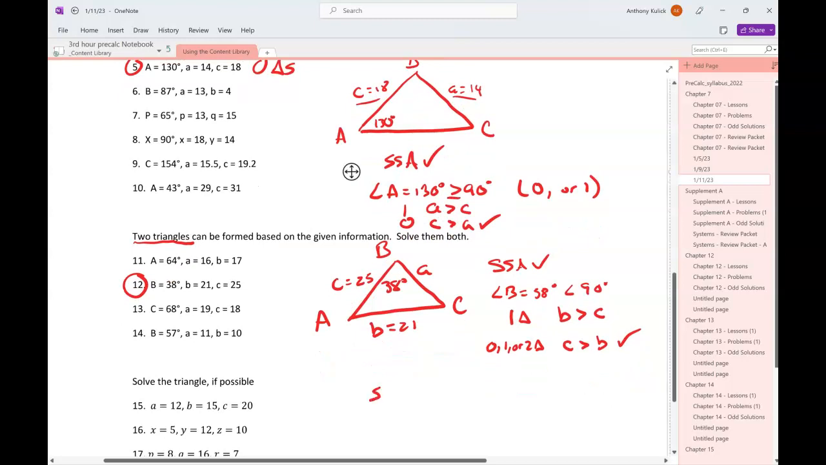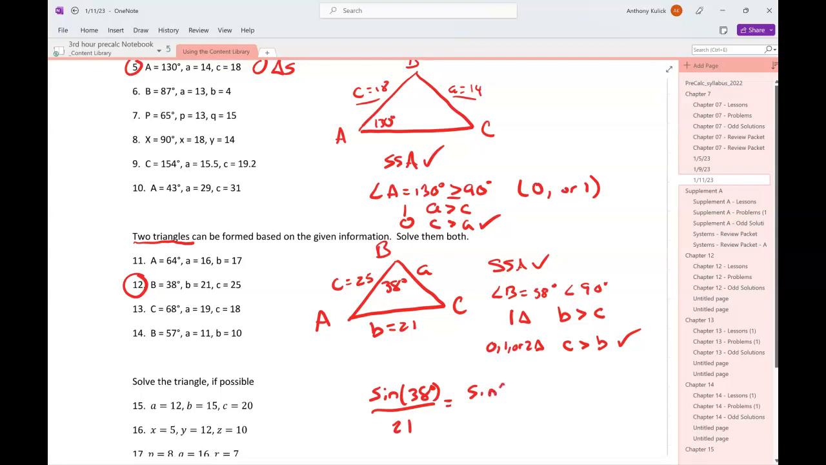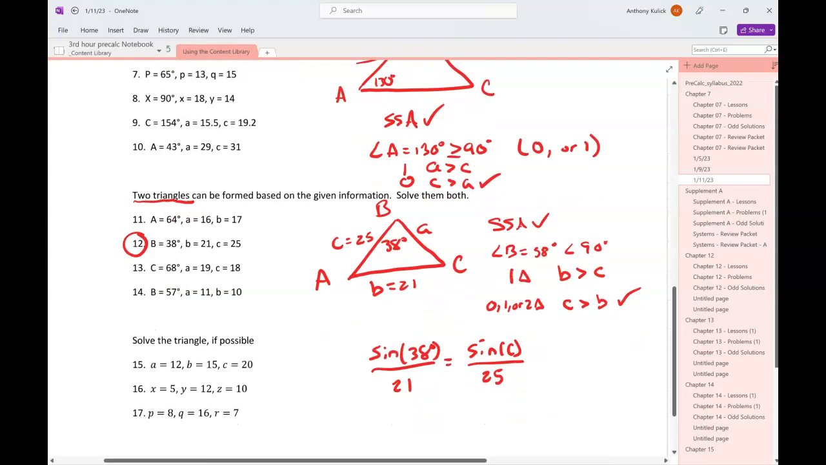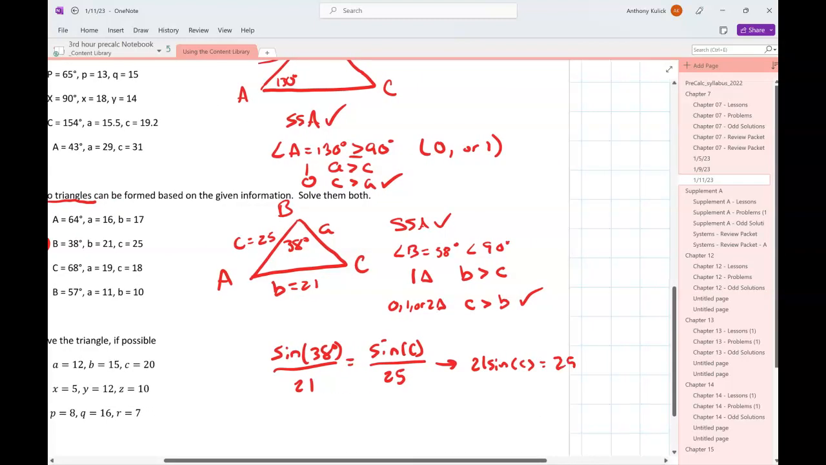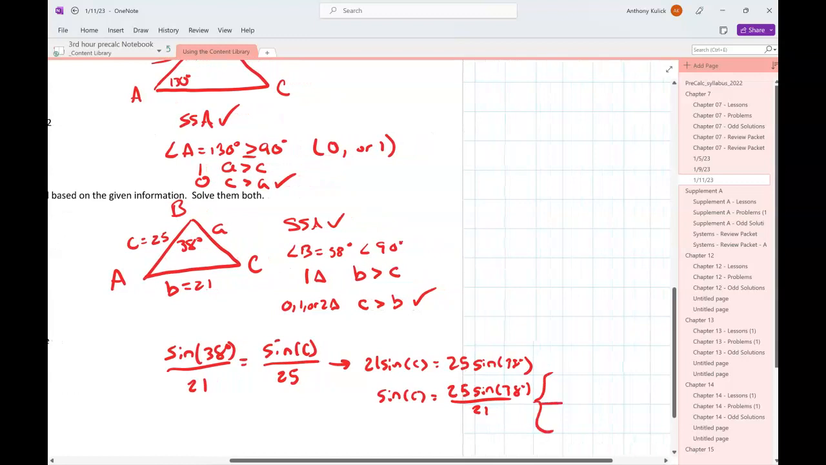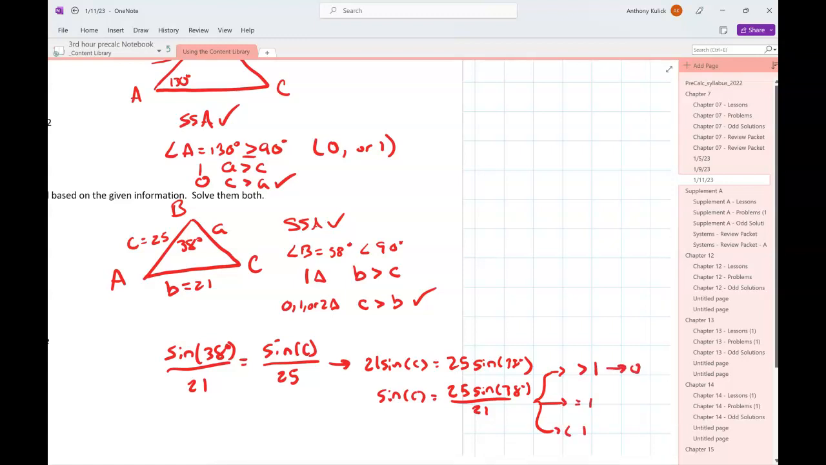To determine what's going on, I start by setting up a law of sines. Oops, I know the value for B. And then I cross multiply. So 21 sine C equals 25 sine 38. And then I divide both sides by 21. And now, rather than trying to solve for C, I'm stopping here and evaluating, because this number, 25 times sine 38 over 21, is going to tell me the number of triangles. If it's bigger than 1, I have 0 triangles. If it's equal to exactly 1, I'll have 1 triangle. And if it's less than 1, I'll have 2 triangles.